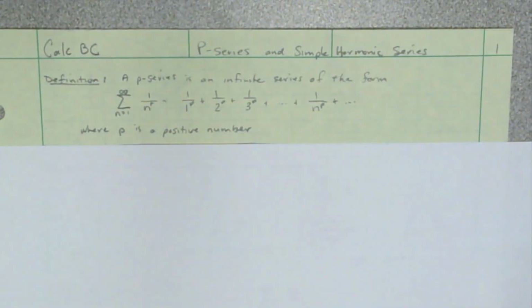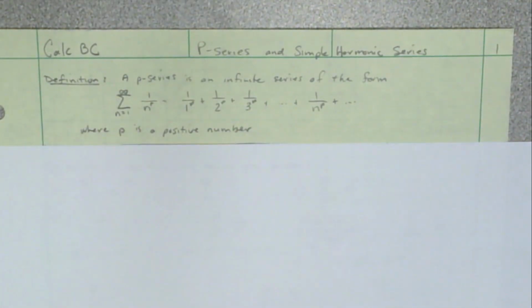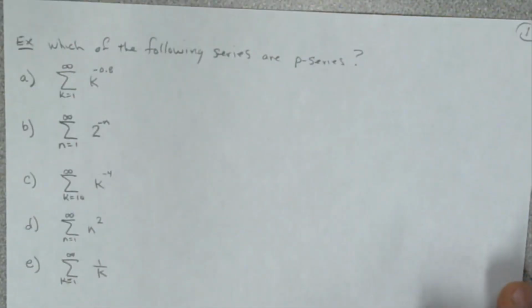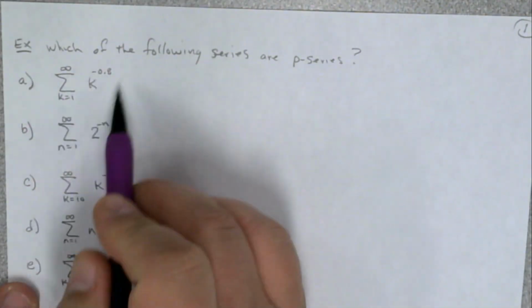So the first thing you want to be able to do is tell if something can be in this form. Because just because it's written however they look at it, you want to make sure that you can put it into this format to know that you have a P-series. So let's take a look at some examples that I have over here and try and determine if these are going to be P-series or not. Okay? So the first one here is A. Can I put that in a P-series form?